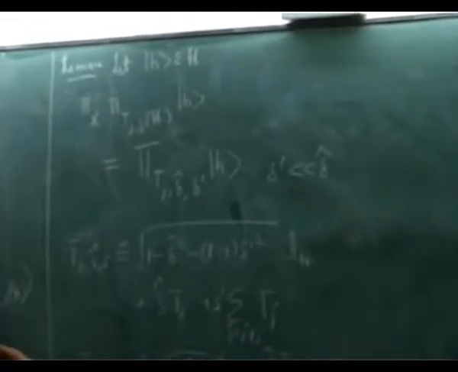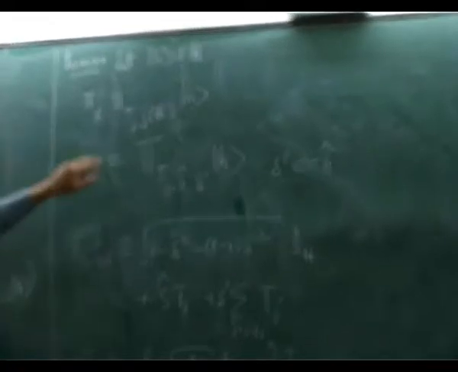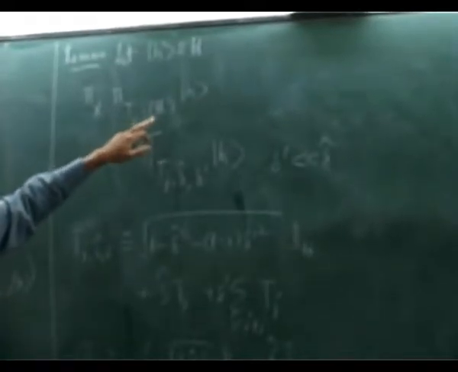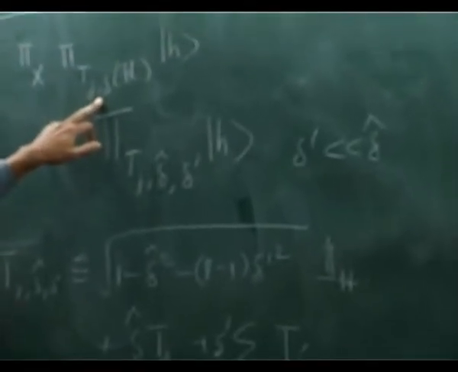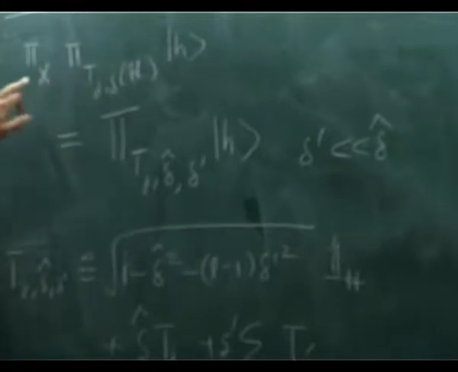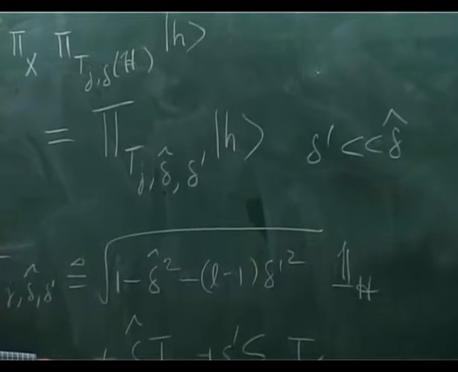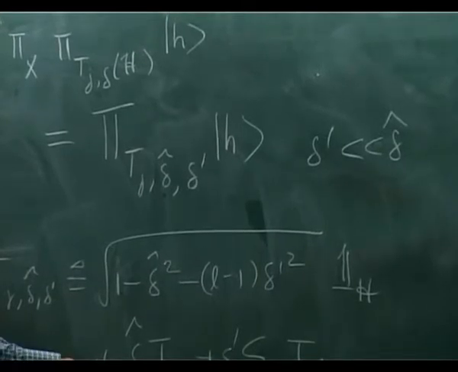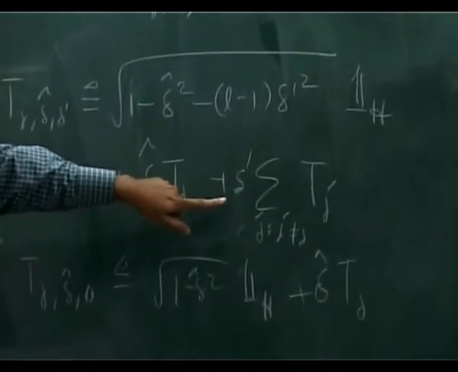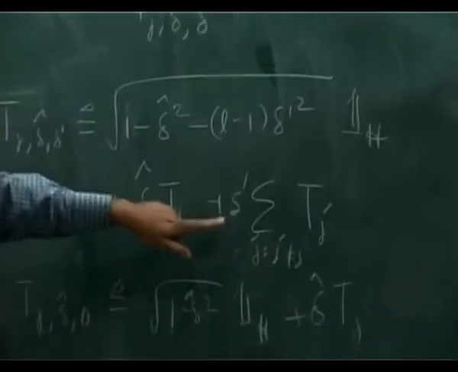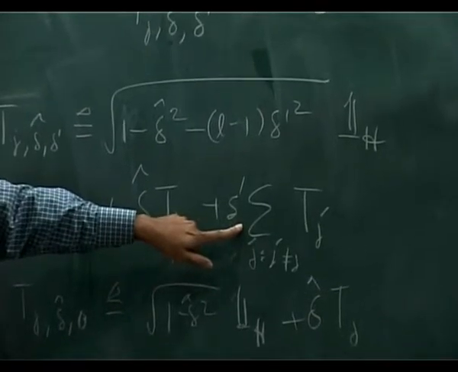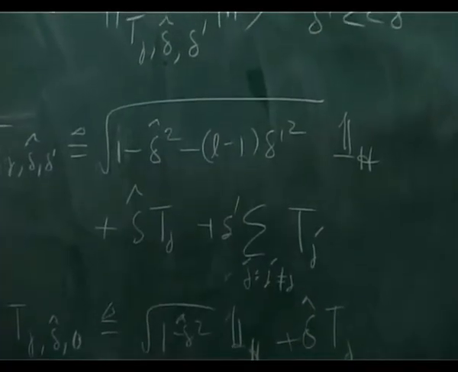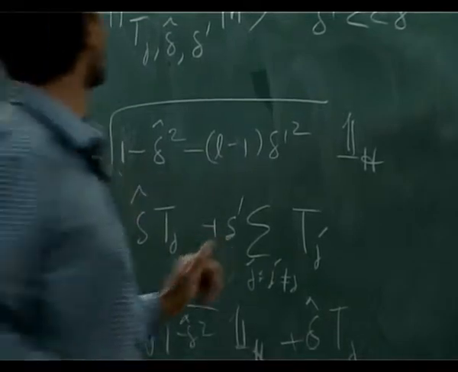So this is the original definition. This is the pure tilt, I would like to say, along the jth direction with strength delta. Then I project onto pi x, so now I get impure tilts. Still, most of the tilt, namely delta hat, is in the jth direction, but there are tilts in the other directions also, and there's nice structure. In the other directions, the tilts come with the same strength, delta prime, and delta prime is much, much smaller than delta hat. So I get this.